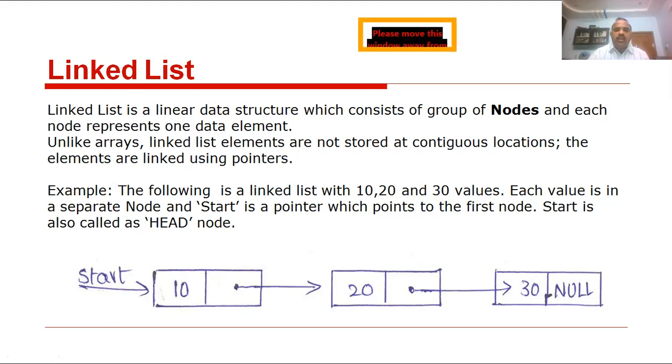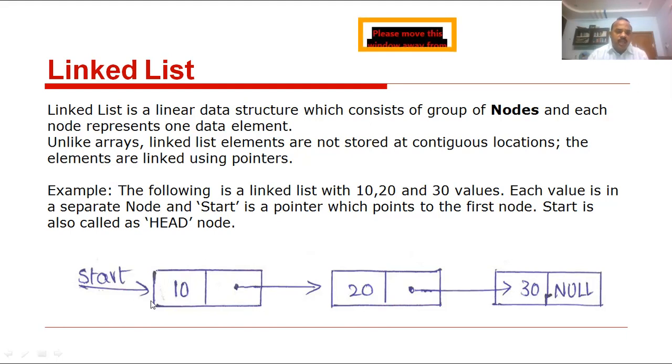For example, the following is a linked list with values 10, 20, 30. Each value is in a separate node, and start is a pointer which points to the first node. Start is also called the head node. How many nodes are there? Three nodes. Each node has how many parts? Two parts. The first node has two parts, the second node has two parts, and the third node also has two parts.